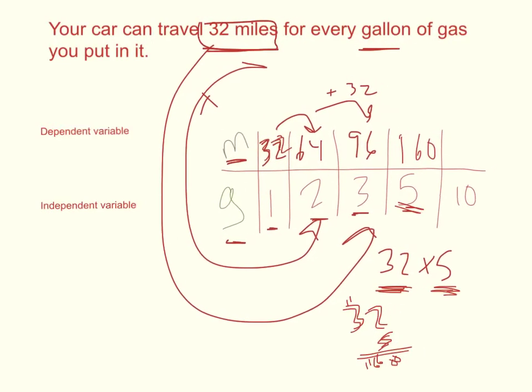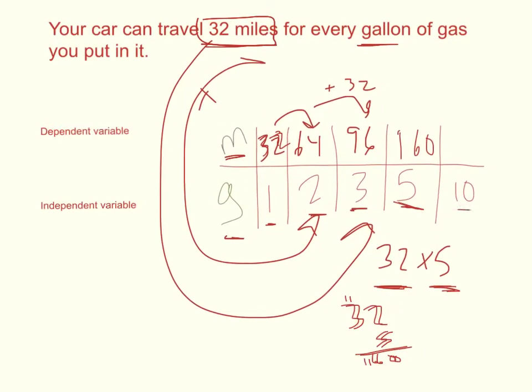Then to figure out 10 gallons, I just take that exact same idea. If I go 32 miles in every 1 gallon, and I'm now traveling 10 gallons, I'm going to have 10 groups of those 32 miles, which means 32 times 10, I'm going 320 miles.